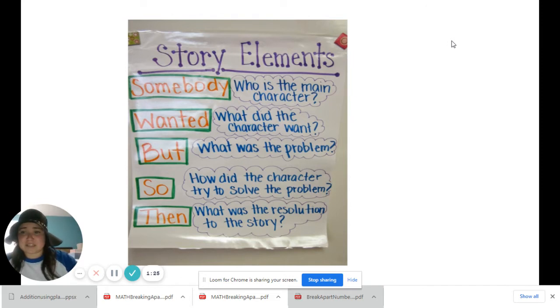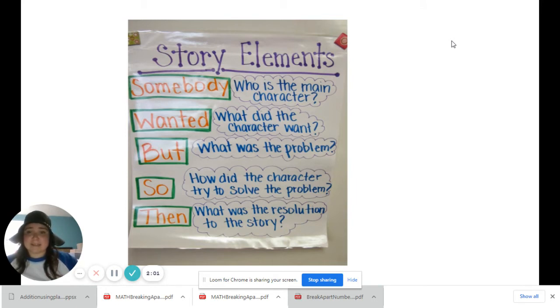So here's an anchor chart that's going to break down what each of those letters mean, the SWBST. So the first S means somebody. Who is the main character? The W stands for wanted. What did the character want? The B stands for but. What was the problem? And the S, so, how did the character try to solve the problem?